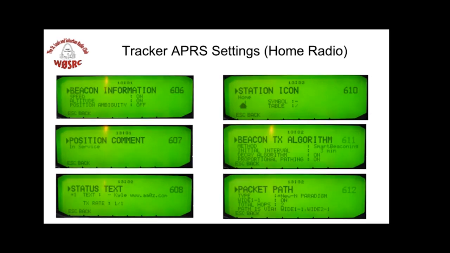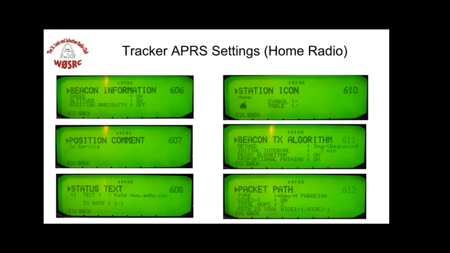Beacon information, so I'm beaconing my speed, my altitude. Position comment is In Service. Status text, so it beacons out Kyle and my website. Station icon, so this was off of my house. APRS, so it's that house. Beacon algorithm. I even got smart beaconing set on my house radio.